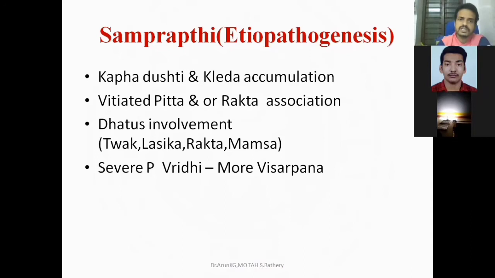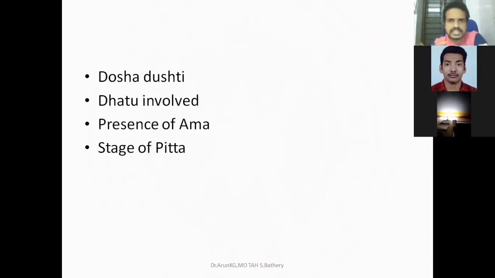So in each and every skin disease, we have to assess the dosha dushti, consider the dhatu involved, and assess the presence of ama and also the stage of pitta. As we already mentioned, in a rapidly spreading, rapidly progressing disease, the pitta will be in a very aggravated form, whereas in a manda, slowly progressing disease, the pitta vitiation will not be that much. And the presence of ama, we all know, we can identify by using Upashaya and Anupashaya method.